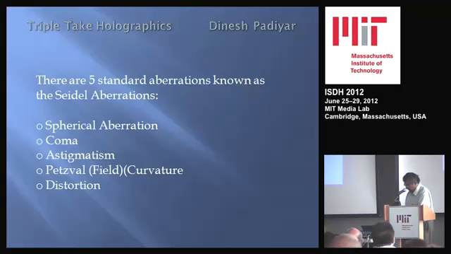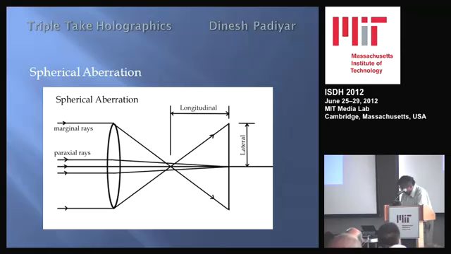These are the spherical aberration, the coma, the astigmatism, Petzval or field curvature, and distortion. Spherical aberration occurs when the paraxial rays focus onto what's called the Gaussian focal point here. The marginal rays focus at a different point, and they may either focus closer or they may focus further on. The distance between the Gaussian focus and the extremal ray is the lateral spherical aberration. The distance between the marginal focus and the Gaussian focus is the longitudinal spherical aberration.